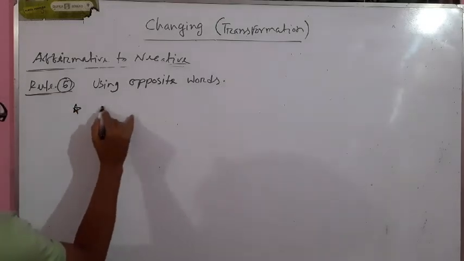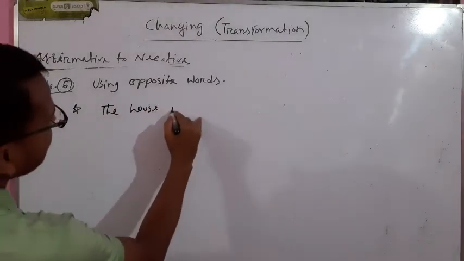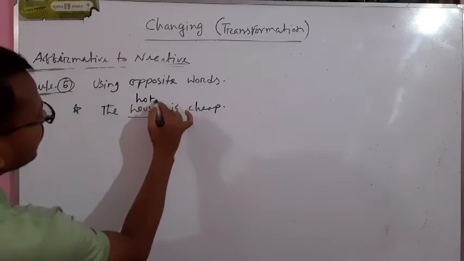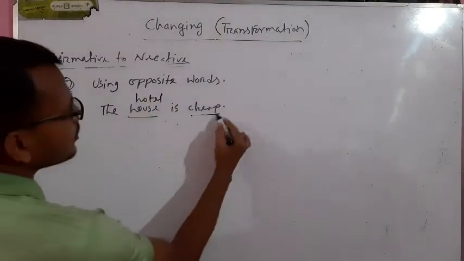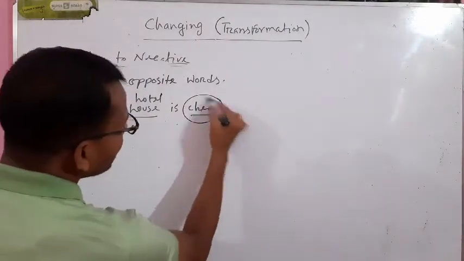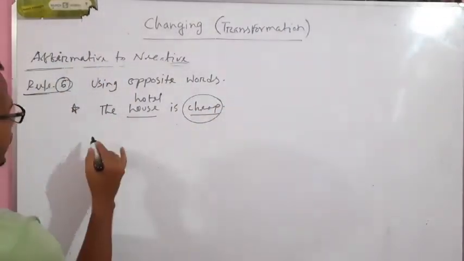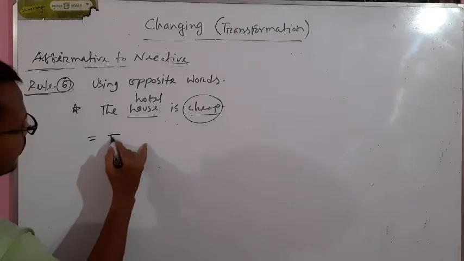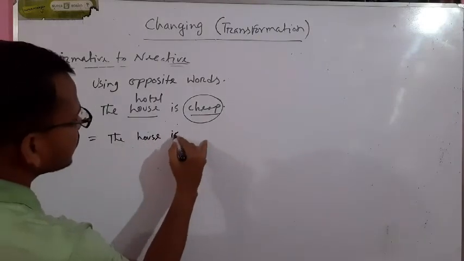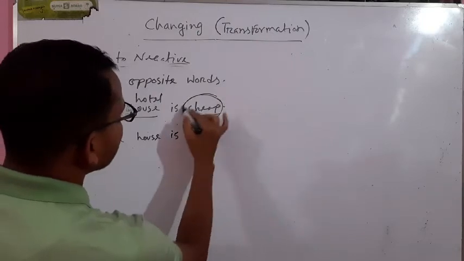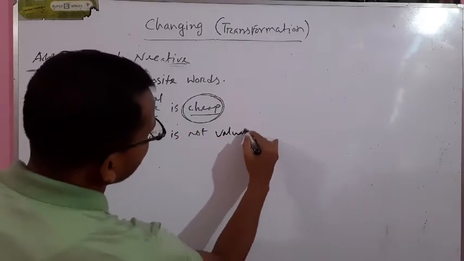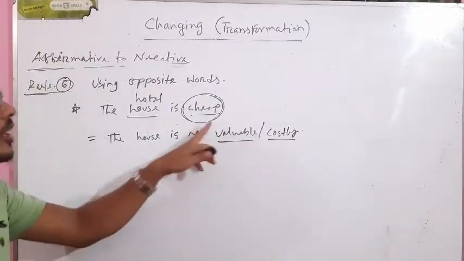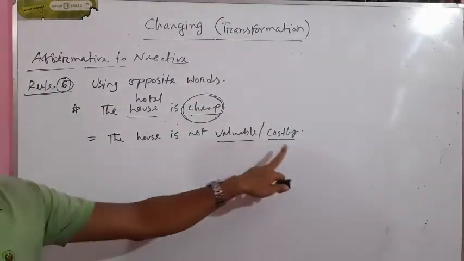Example number 1, the house is cheap. Cheap means not valuable or not costly. So I have to know the opposite word of cheap. If I want to turn this sentence into negative, the answer should be: the house is not, instead of cheap, valuable or costly. The opposite word of cheap is valuable or costly.